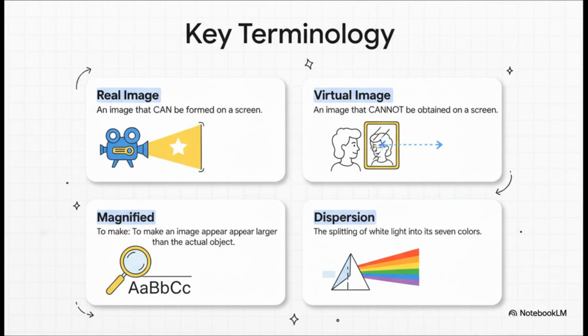And to finish up, let's do a super fast review of the must-know vocabulary. A real image can be formed on a screen. A virtual image cannot. Magnified just means the image looks bigger than the actual object. And dispersion, like we just covered, is the splitting of white light. Make sure you know these terms inside and out.